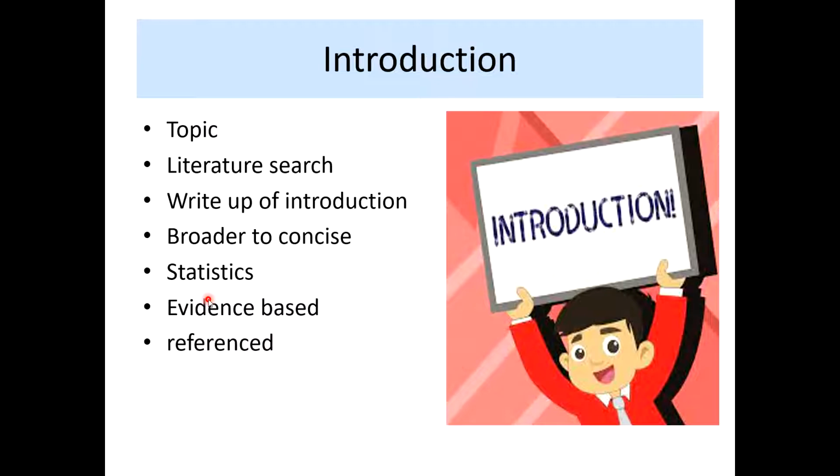So in a nutshell, how will you write an introduction? After doing the literature search, you will go through the introductions of all the relevant original articles. You will form a concept map in your mind of how you will introduce your subject. You will start from a broader aspect and then you will end up with a concise sentence. You will quote different statistics of WHO, nationally, internationally, and of different countries. Whatever you write should be evidence-based. You will not copy, cut, and paste the material from the literature search, but you will write it in your own sentences. But whatever you write, you will reference it from the literature search which you have already conducted. Fine. So this makes the introduction.